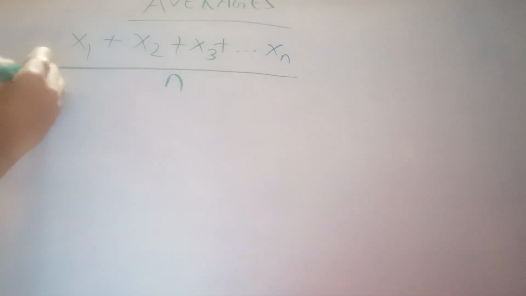Basically, the average is the arithmetic mean of the given data. For example, if x1, x2, x3 and x4 up to xn be any n quantities, that is data, then the average, meaning the arithmetic mean of these n quantities, will be x1 plus x2 plus x3 plus up to xn divided by n. Okay, this is the arithmetic mean.